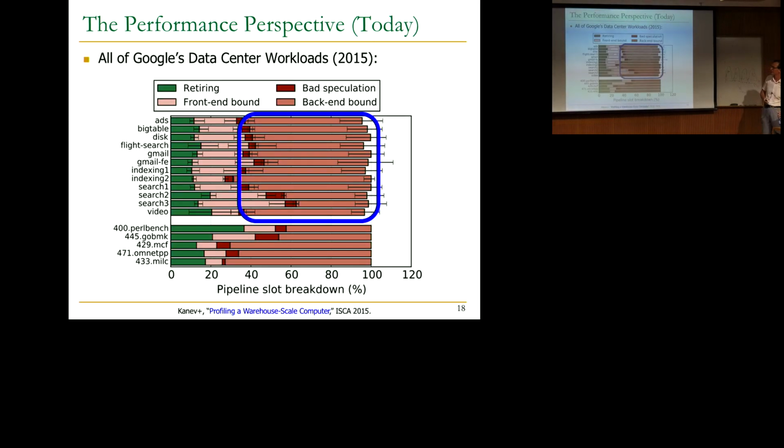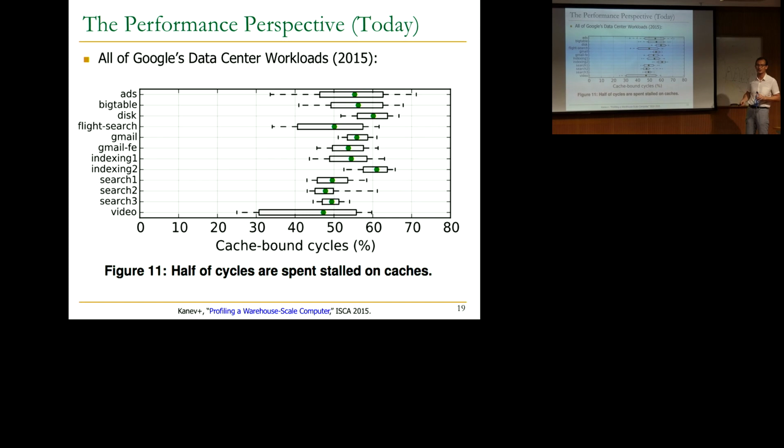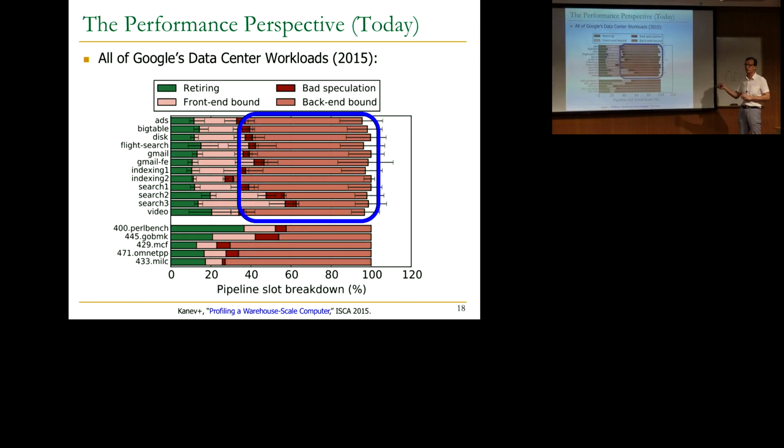So this is in main memory, yeah. You're basically waiting for the caches. Well, they don't break it down. They basically look at performance counters and they say the processor is stalled because it's waiting for data. They don't go into the details of exactly how you would improve it.